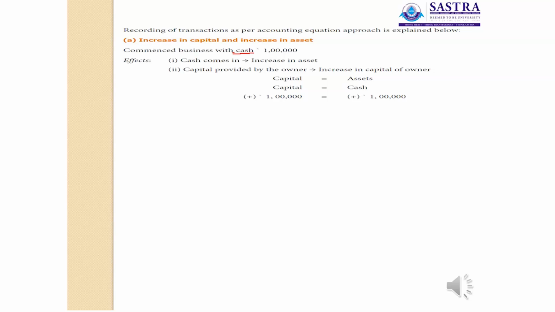Here there are two accounts, one is cash and another one is capital. Cash comes into the business, so automatically it will increase an asset. Capital provided by the owner is also increasing the capital of the owner. Here capital is equal to assets, that is the accounting equation. So rupees 1 lakh is the value of capital, equal to the value of cash, rupees 1 lakh. So here the accounting equation should be equal.